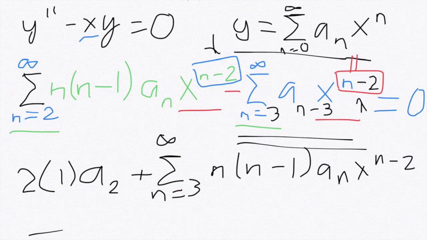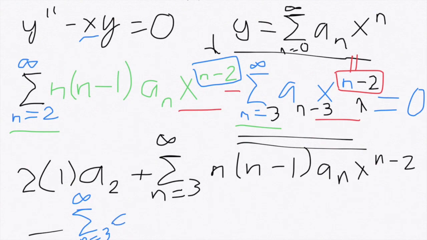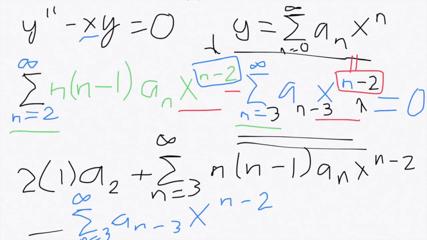So let's rewrite that real quickly. Sum from n equals 3 to infinity, a of n minus 3, x to the n minus 2. And notice now we meet both of our conditions. Our lower indices match and our exponent degrees match. So now these series are ready to be combined.